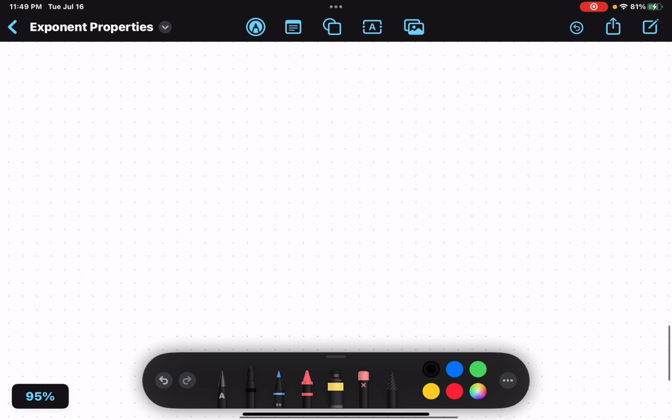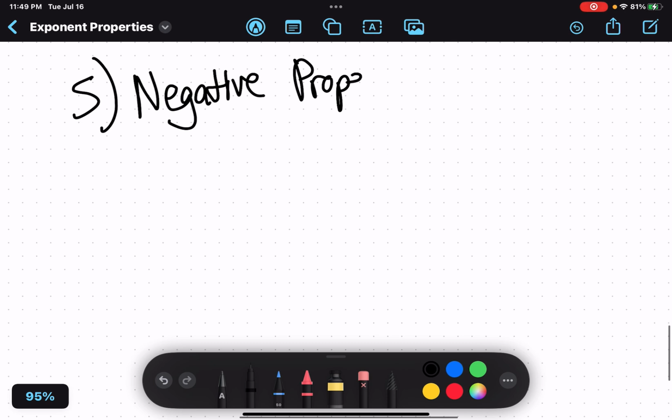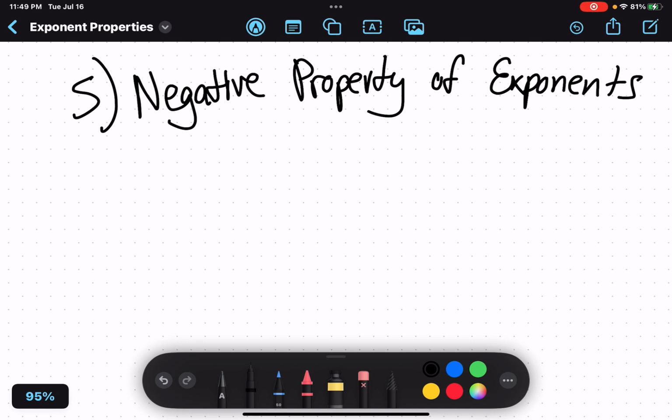Now, fifth property, the negative property of exponents. This tells us if we have a negative exponent, like 3 to the power of -5, this can be rewritten as a fraction with 3 to the power of 5 in the denominator.